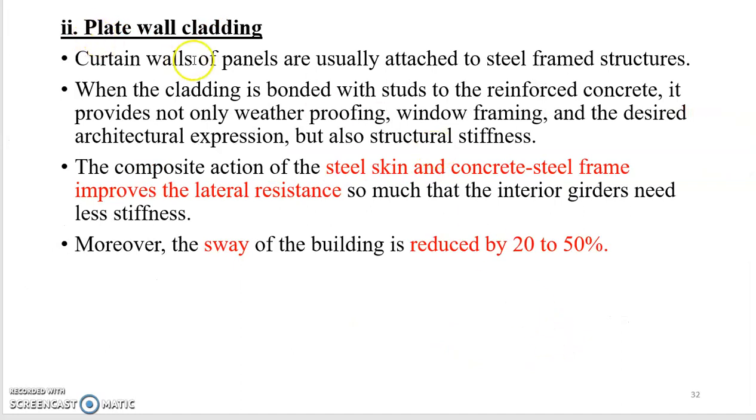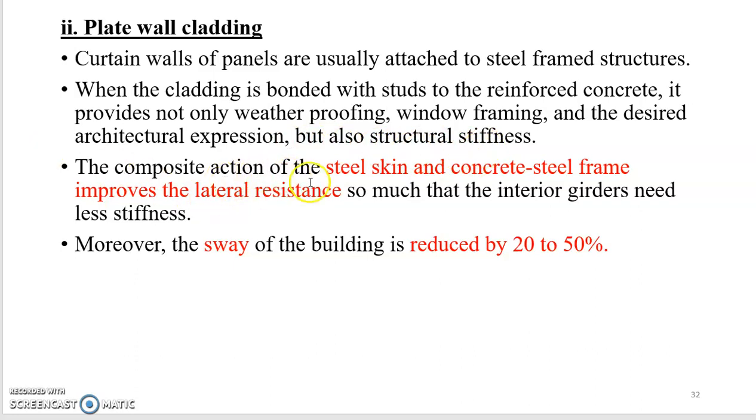Next comes the plate wall cladding. That is, curtain walls of panels are usually attached to the steel frame structures. There will be steel frames, that is, the main structure may be built of steel and it may be surrounded with panels made either of reinforced concrete or some other useful materials. It provides weatherproofing, window framing, and we can give the desired architectural expression, but it may also have some structural stiffness.